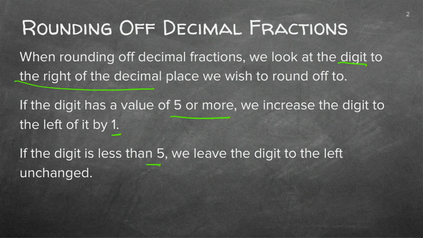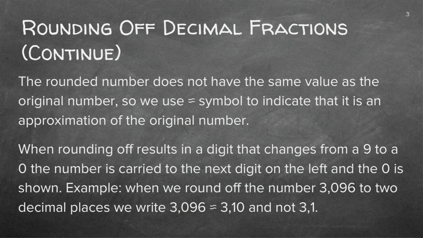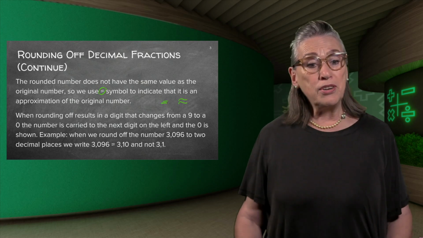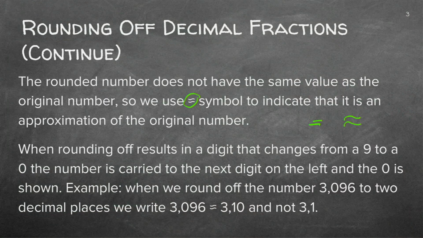Now the best is to look at an example. Just a quick one. The rounded off number does not have the same value as the original number. So we don't use equals, we use that symbol. It's more or less the same, an approximation of the original number, it's not exact. When rounding off results in a digit that changes from a 9 to a 0, the number is carried to the next digit on the left and the 0 is shown.